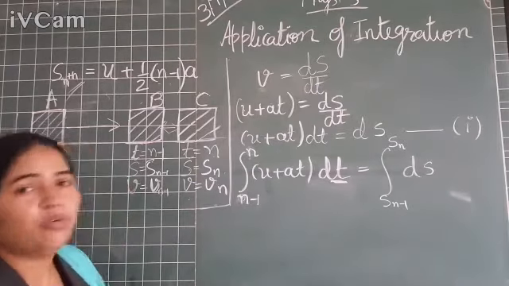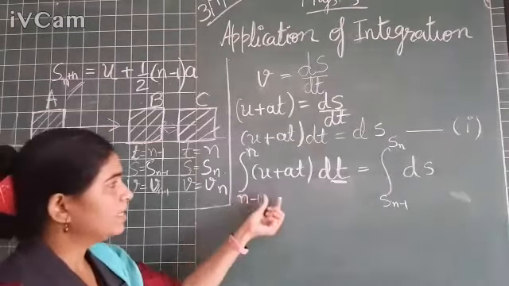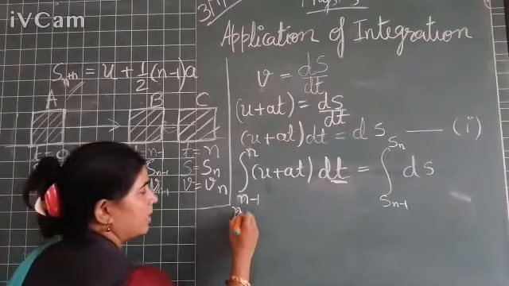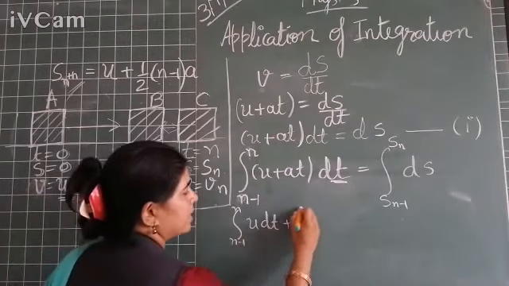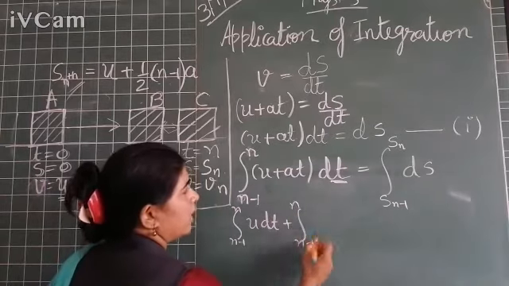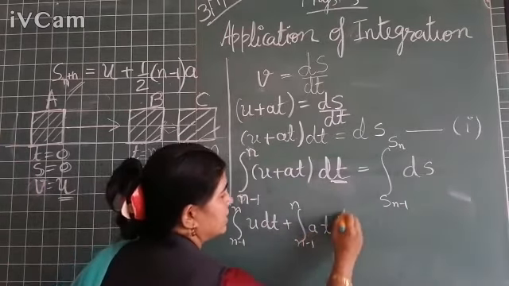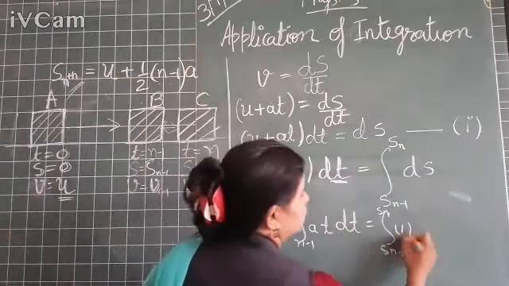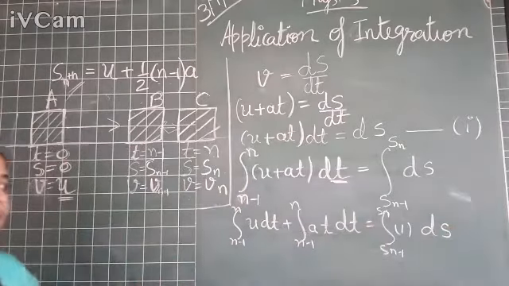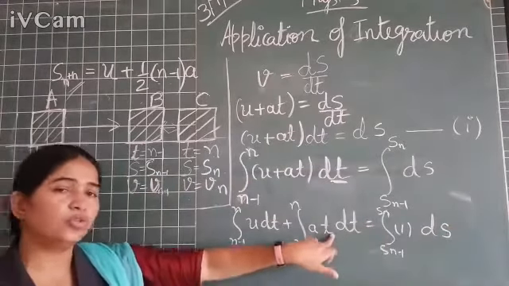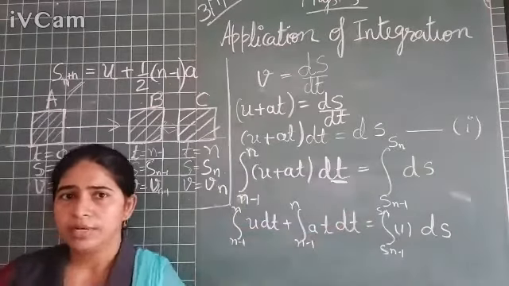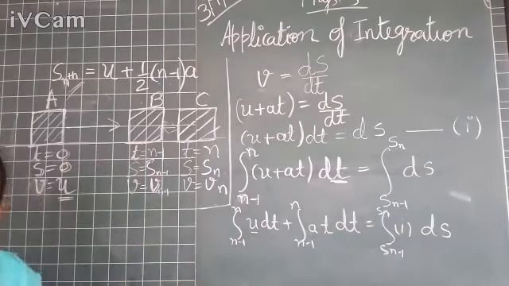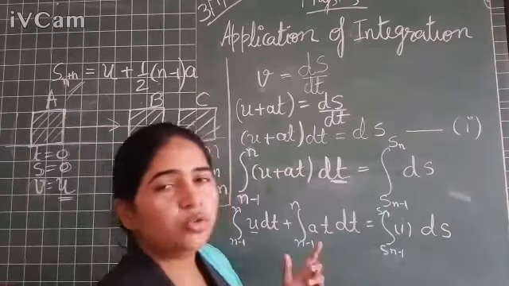Now we are going to apply the integration inside. So our next step will be integration from n minus 1 to n of u dt plus integration from n minus 1 to n of a t dt, which equals integration from Sn minus 1 to Sn of ds. Here there is nothing, it means it is 1. Now here a is constant, and we are going to integrate with respect to time t. Here again u is constant, and there is no time here, so it will be 1.